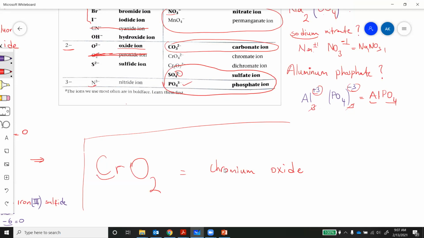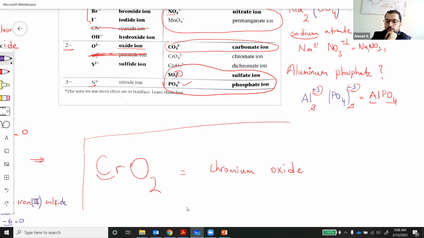Oh, so the chromium is going to have a numerical charge of +2. What is it? Is it +2 or +4? It's +4. Okay. So this is a little bit tricky, but not too tricky.